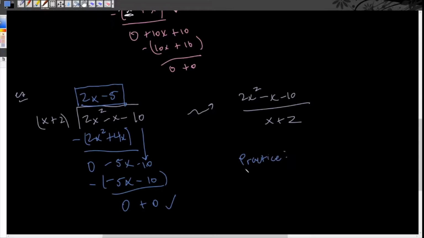Let's try another practice. 6x squared plus 11x minus 2, divided by x plus 2. Give this a try, y'all.